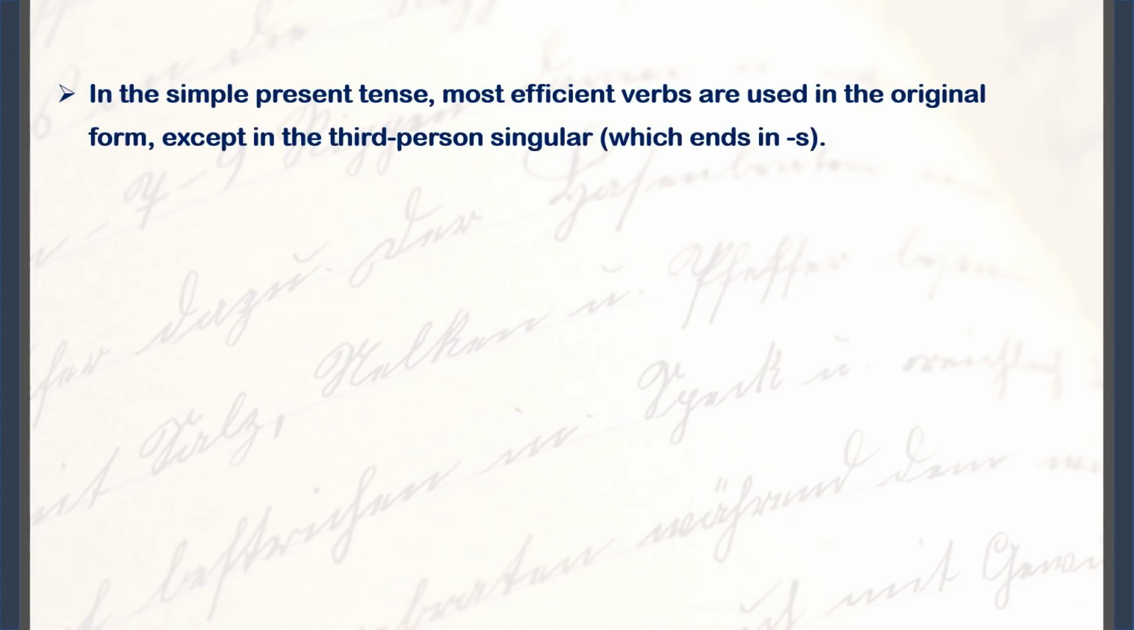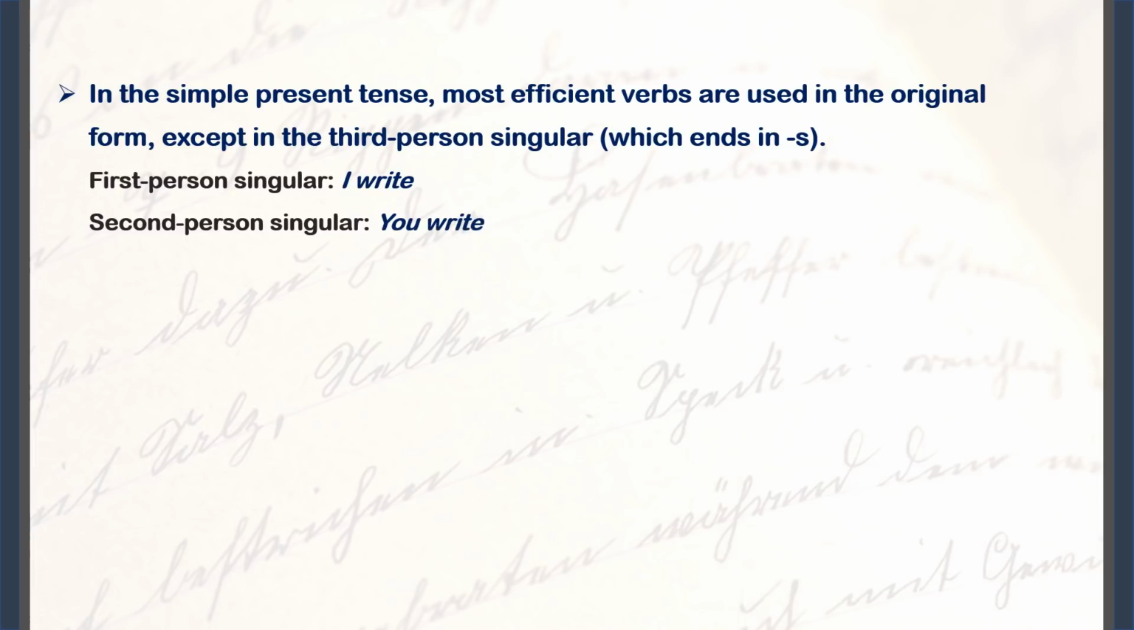In the simple present tense, most verbs are used in the original form except in the third person singular. Let us understand the same with the help of the following example using the base verb write. For first person singular, I write. Second person singular, you write. Third person singular, he, she, or it writes. You can note the s in the base verb.